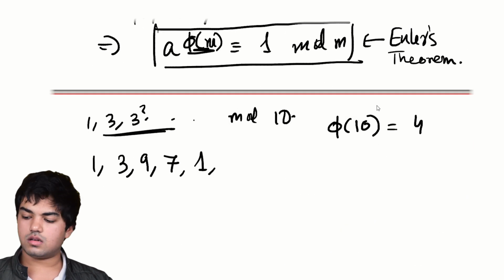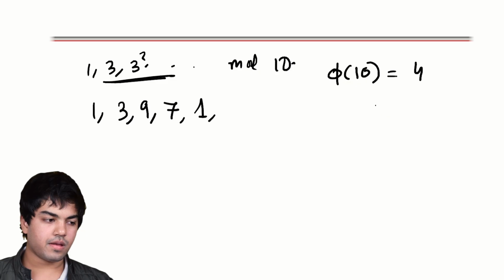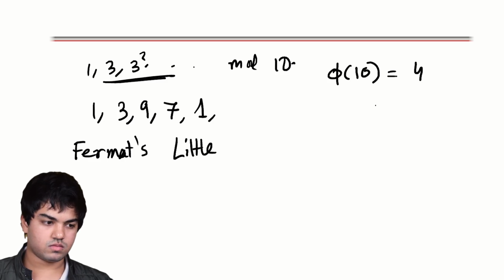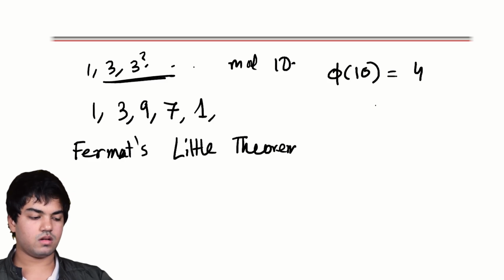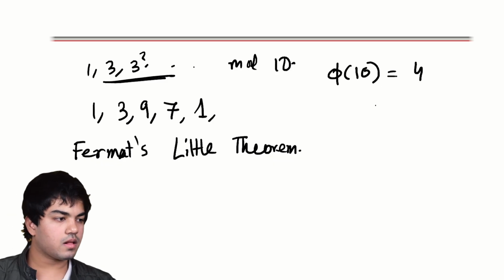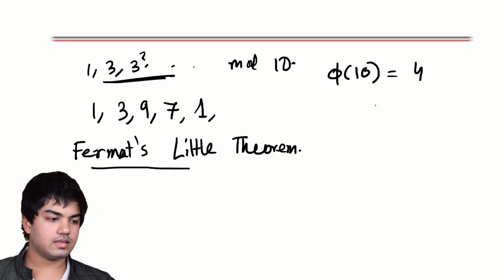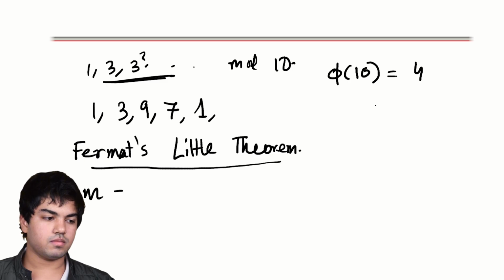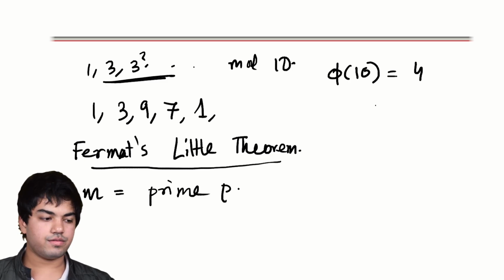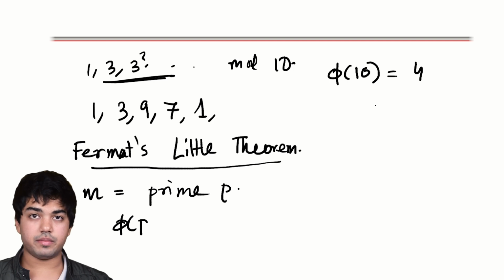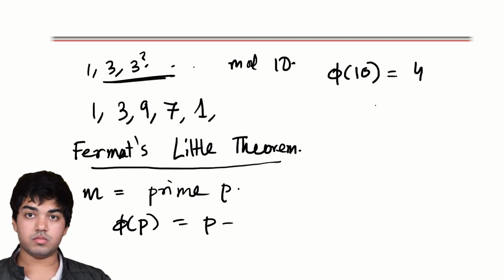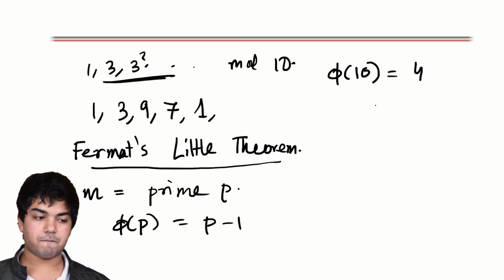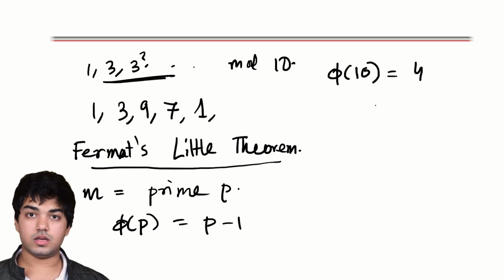And a special case of this is called Fermat's little theorem. This is simply the case that happens when you take M to be a prime. In that case, phi of P, right? Phi of a prime P is P minus 1. How many numbers from 1 to P minus 1 are co-prime to P? All of them. And there's P minus 1 of them.